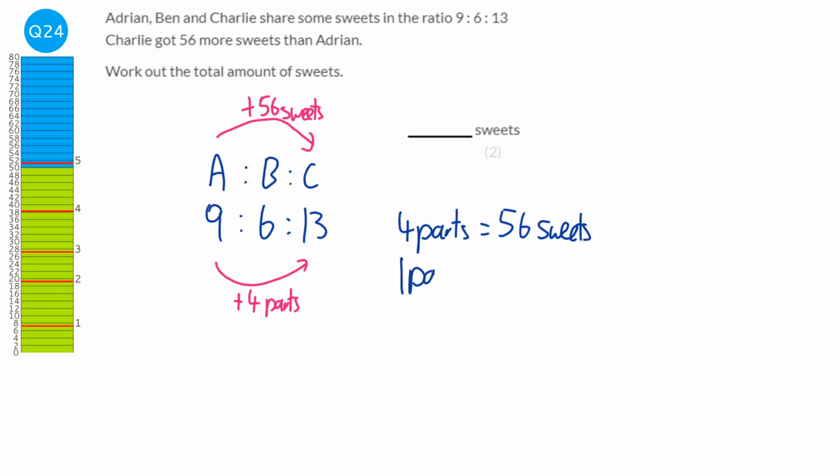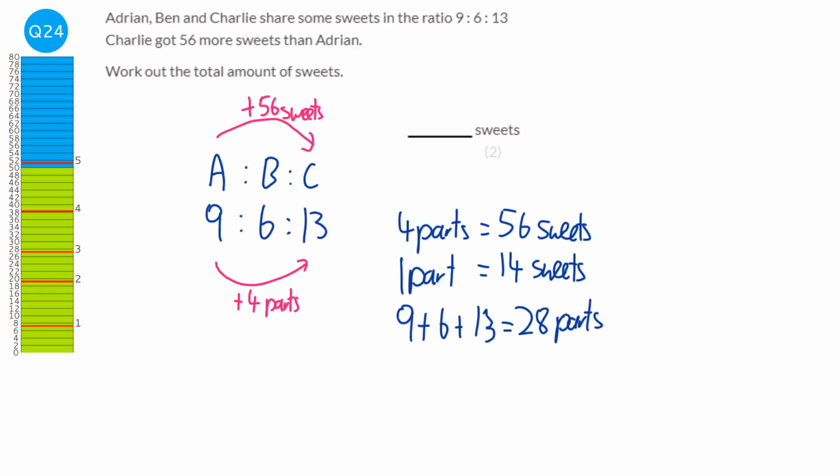So 1 part would be 56 divided by 4, which is 14 sweets. So all we need to do now is work out how many parts there are. Well, there are 9 plus 6 plus 13 parts, which is 28.